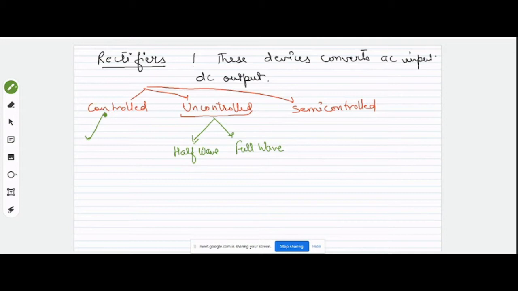Yes, sir. Whether it's controlled, uncontrolled, or semi-controlled, all these rectifiers can be classified into two categories: half wave and full wave.